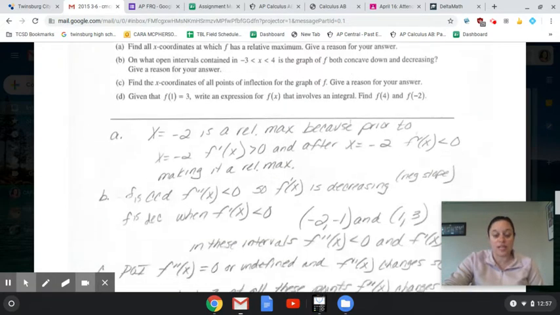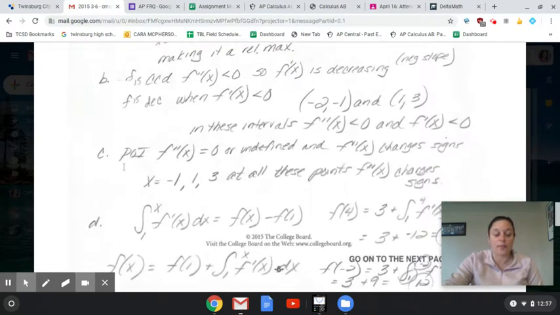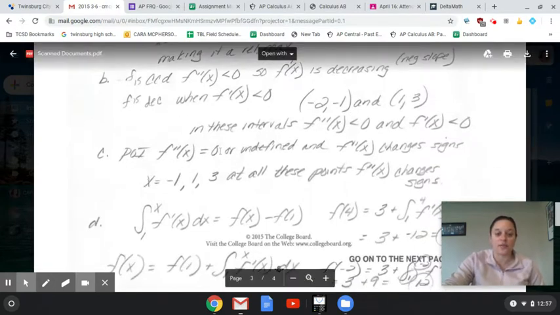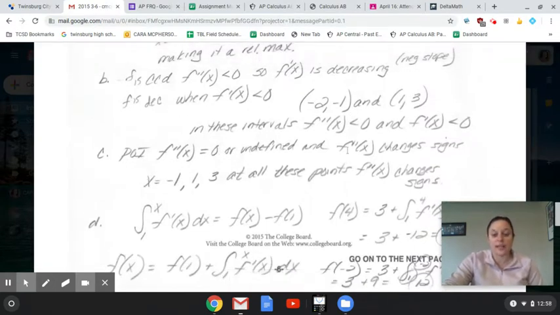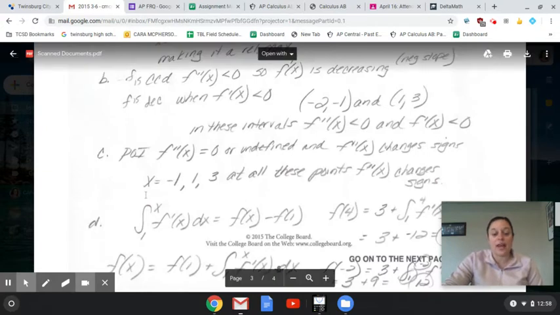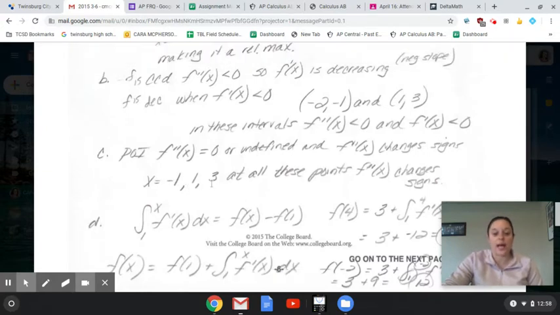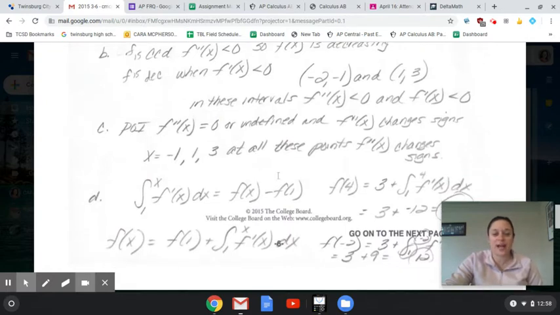So my explanation: first, I wrote down my points of inflection are going to be anywhere the second derivative is 0 or undefined, and the second derivative has to change signs. And that happens at -1, it happens at +1, it happens at 3, and I wasn't real specific on these. They were actually a little more specific. I just said these are all the places where the second derivative has a sign change.